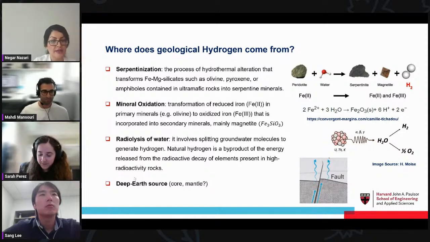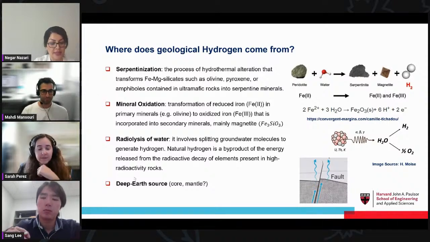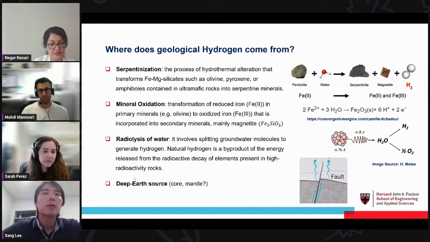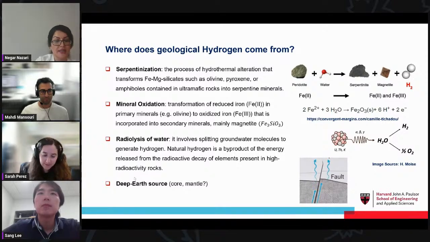The third one is the radiolysis of water. Naturally occurring radioactive elements, such as uranium, thorium, and potassium, decay, and the radioactive energy can break water when water hits them, and then they can produce hydrogen. And the last one is the deep earth source: hydrogen that comes from the mantle and core and can be produced through fractures and faults.